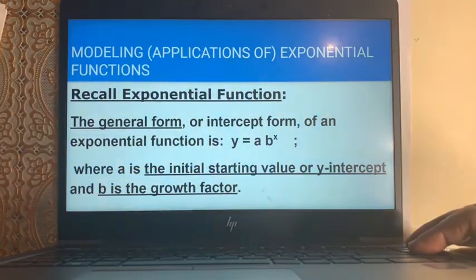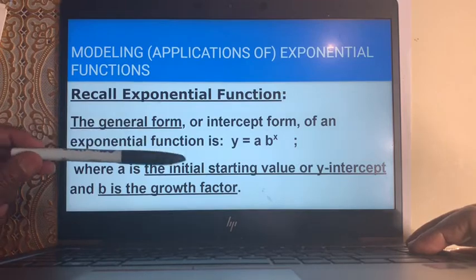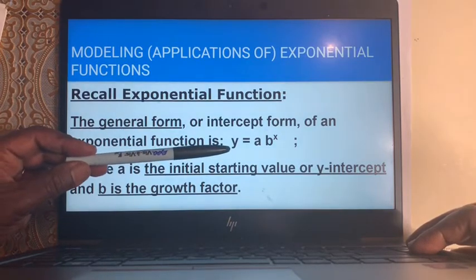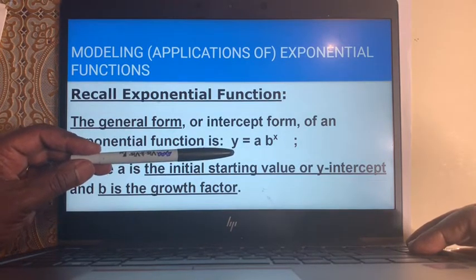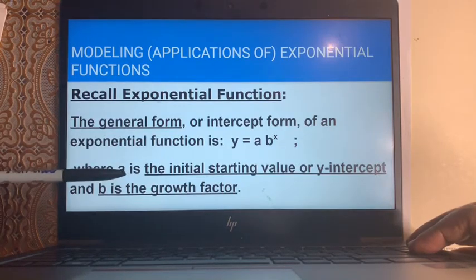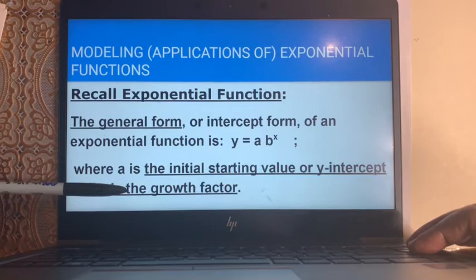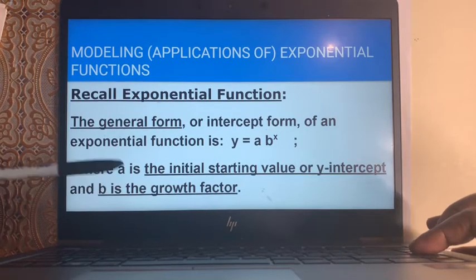Before that, I want you to recall that an exponential function is in the form of y equals a times b to the power of x, where a is the initial starting value or y-intercept, and b is the growth factor.